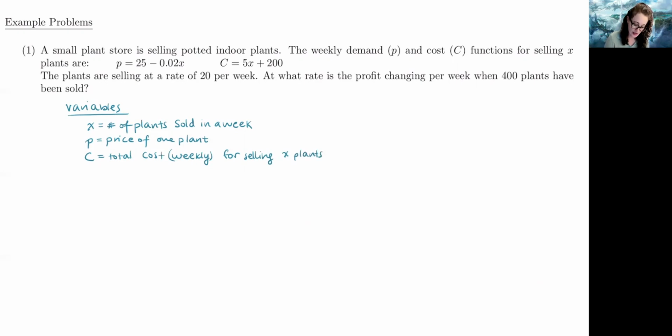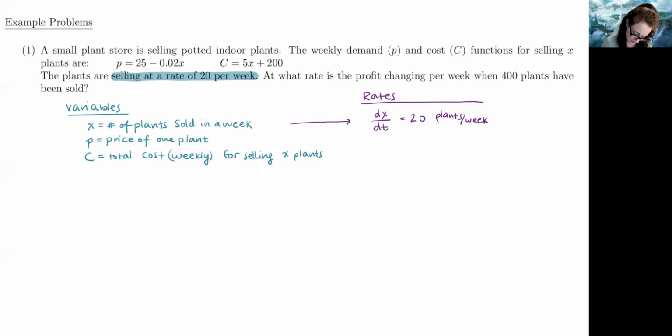Okay, so if this says that the plants are selling at a rate of 20 per week, we need to notate that as some kind of symbol. We need to translate this into a math symbol. So this is the rate of plants per week. The number of plants sold per week, it's the rate of that. That goes with X, right? So this will be dx/dt equals 20 plants per week. Over here we'll keep track of the rates. We know X represents plants, and the rate that it's selling at per week is 20 per week. So dx/dt is 20 plants per week.